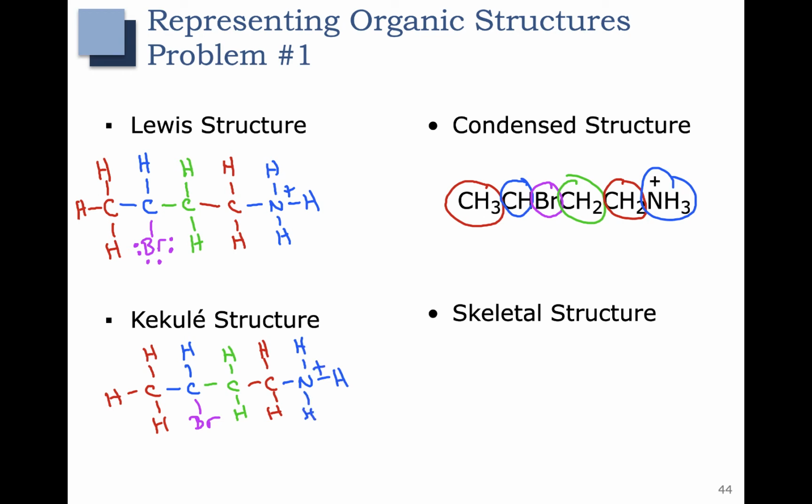Okay, so what about our skeletal structure? Our skeletal structure is going to have 1, 2, 3, 4 carbons with the bromine attached to carbon 2 and the nitrogen attached to carbon 4. Let's draw that out.